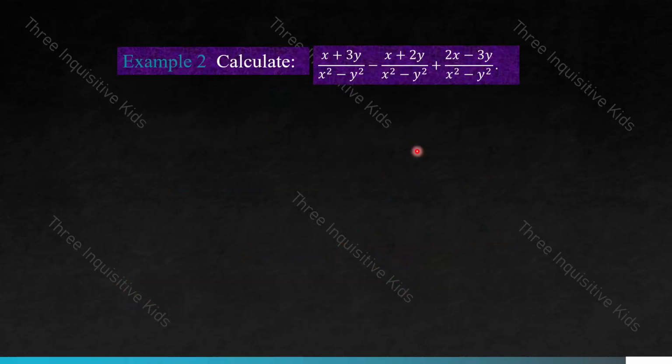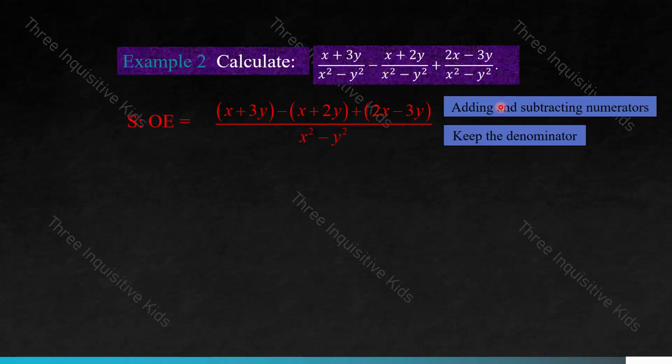Example 2. Calculate x plus 3y over x squared minus y squared, minus x plus 2y over x squared minus y squared, and 2x minus 3y over x squared minus y squared. Again, using the same steps, pause the video and solve. Well, they are all like fractional expressions, which means we can directly add or subtract. This is what it will look like after adding and subtracting the numerators, and we keep the denominator.